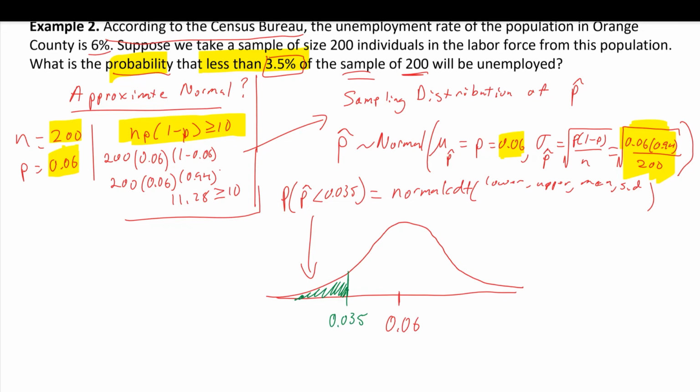But nonetheless, when you're coming up with the lower limit, we're still going to use negative infinity here, even though we know it can't be negative or less than 0, right? Upper, in this case, is 0.035. The mean here is 0.06. And the standard deviation is, well, that's the ugly part. Let me extend this here.